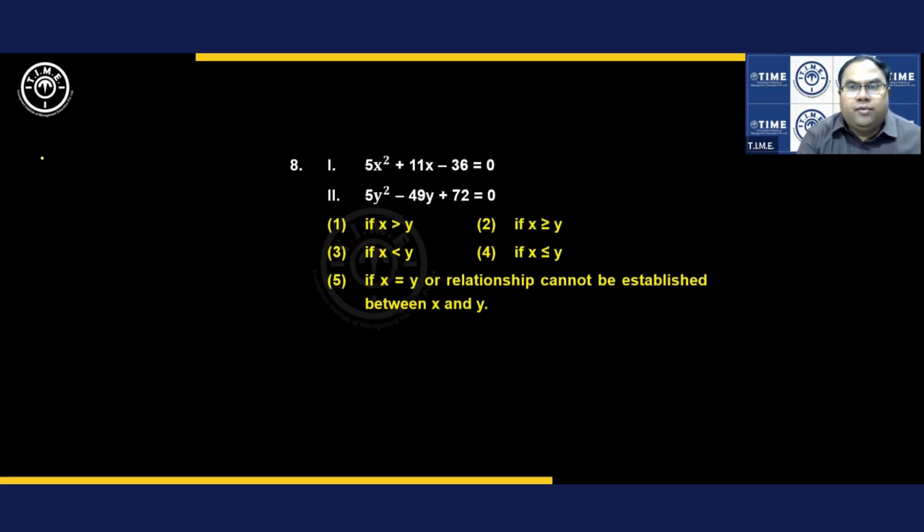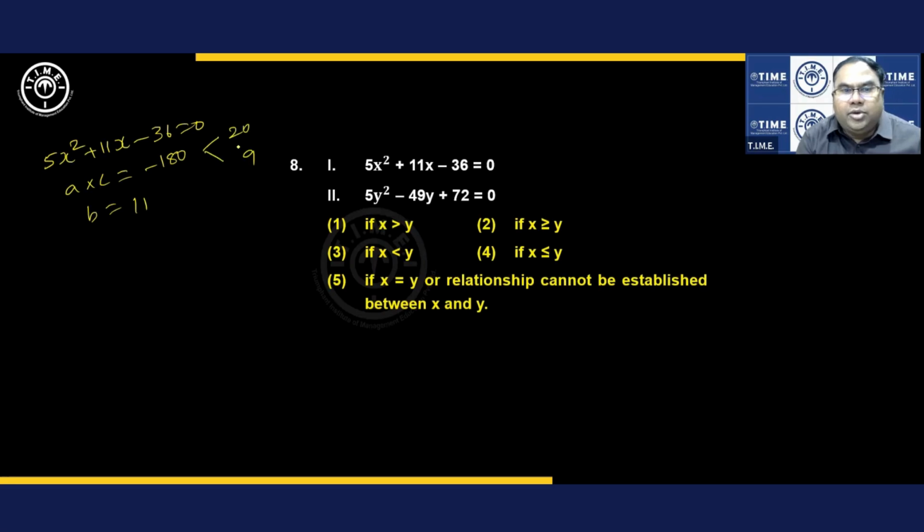Eighth question. 5x square plus 11x minus 36 is equal to 0. So what is a into c? Minus 180. A into c is negative. B is equal to 11. So write this as difference of two numbers. 20 into 9 is 180, 20 minus 9 is 11. I want minus 180, so it has to be minus 9. So 20 minus 9, while writing the root, sign will change. Minus 20 by 5, comma 9 by 5. So minus 4, comma 9 by 5.